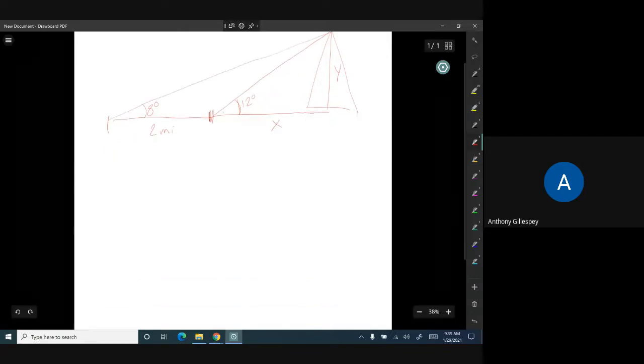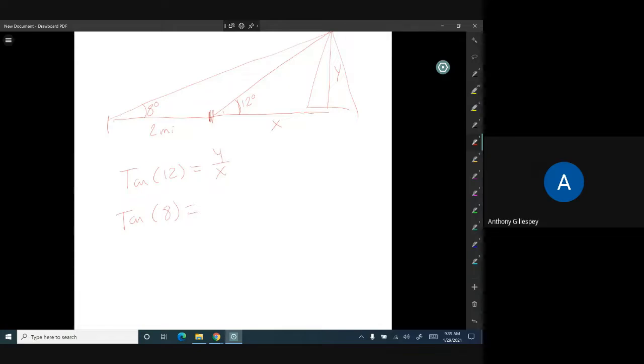Because watch. This is opposite over adjacent. So the tangent of 12 is equal to y over x. And the tangent of 8 is equal to what? Not y over 2. Not 2x. 2 plus x. Get it? Because this distance is 2 plus x.